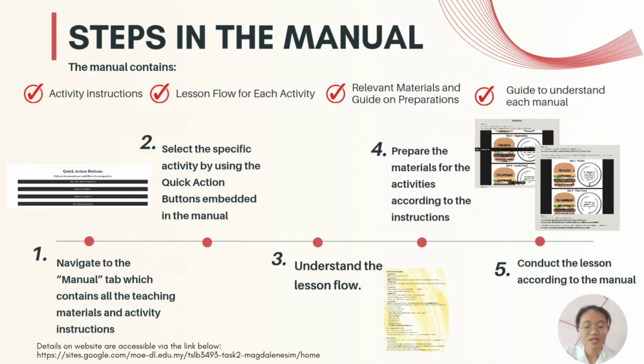Next, they will need to understand the lesson flow and the instructions to carry out each of the activities. This includes preparing the relevant materials for the activities according to the instructions. The resources for each of the activities, including the song and relevant printable materials, are embedded within the manual and the resource kit. Last but not least, they will also need to conduct the lesson according to the manual to ensure effectiveness of the resource kit.